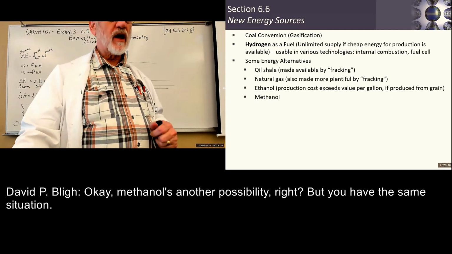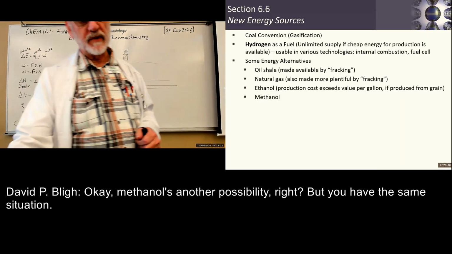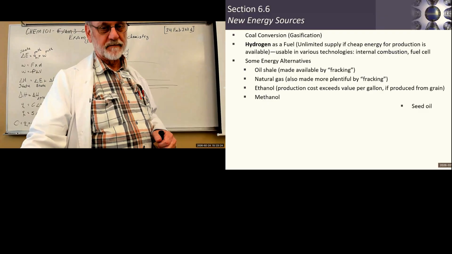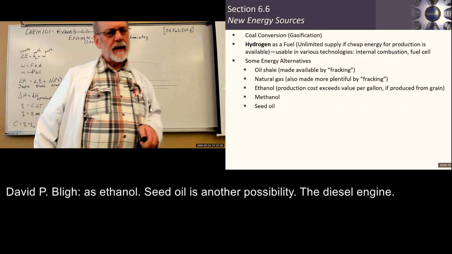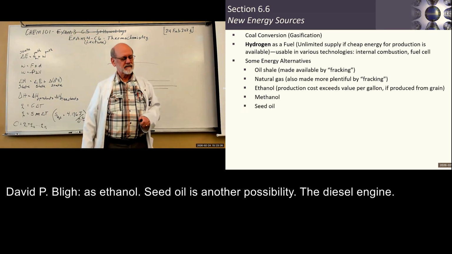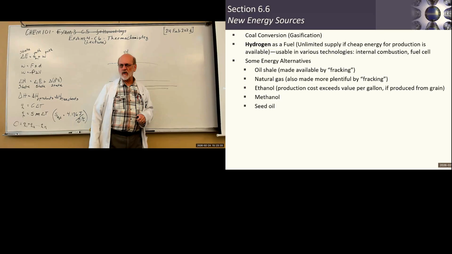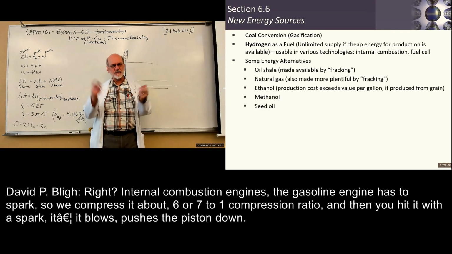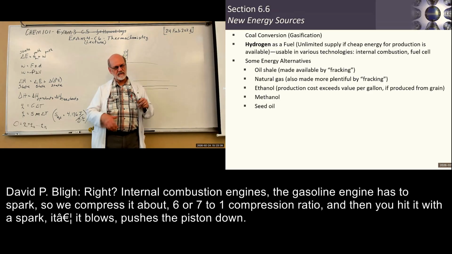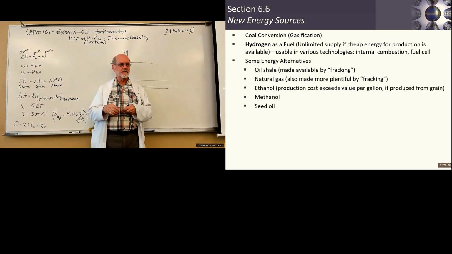Okay, methanol is another possibility, right? But you have the same situation as ethanol. Seed oil is another possibility. The diesel engine, right? Everybody know how a diesel engine works, right? In internal combustion engines, the gasoline engine has to spark. So we compress it about 6 or 7 to 1 compression ratio. And then you hit it with a spark, it blows, pushes the piston down.